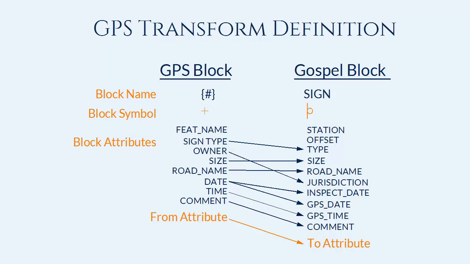Ideally, you will design your GPS data dictionary and your GPSL blocks together, so there's a GPSL block for every feature you collect in the field. A GPS transform definition includes all the attributes you need and attribute passing definitions, from the GPS block to the GPSL block in any way you need. This example shows attribute passing for the sign feature. Notice the date attribute in the GPS block is passed to 2 different attributes in the GPSL block.